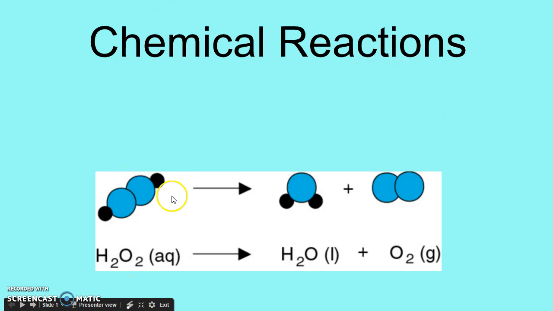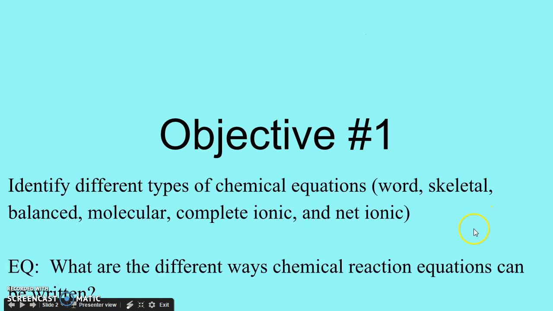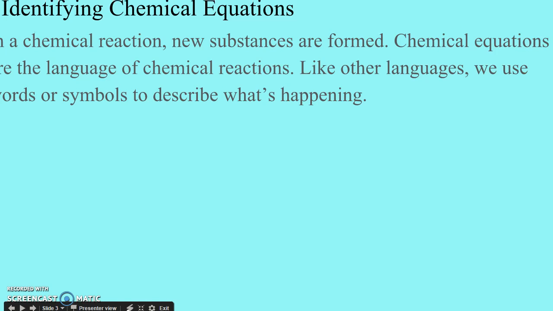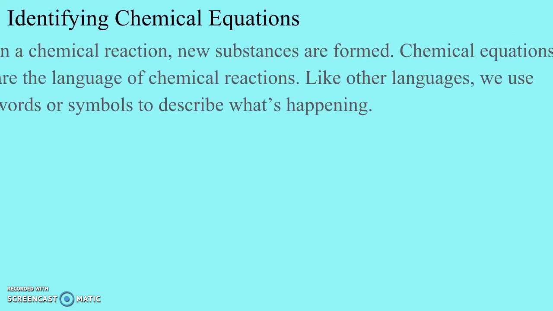So chemical reactions, this is just a basic chemical reaction showing you a typical format. Objective number 1, identify different types of chemical equations. There's word, skeletal, balanced, molecular, complete ionic, and net ionic, and basically just what are the different ways that chemical reaction equations can be written. So identifying chemical equations is the first thing that we need to do, is make sure that we can identify different chemical equations.